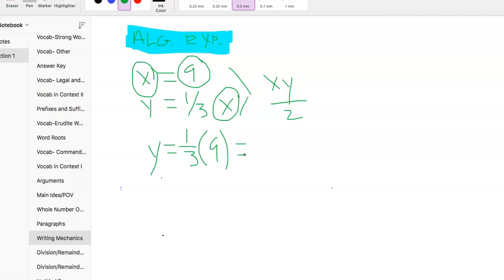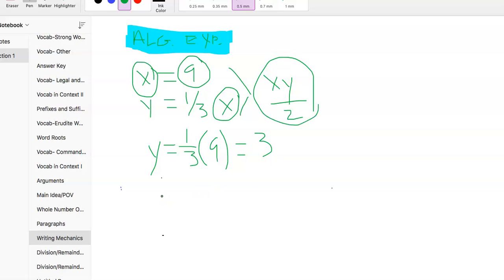The rest of the stuff is pretty simple math, but a lot of times people can't make that connection. Part of it is taking your time, part of it is watching somebody else do it a couple times, and then doing it yourself. So 1/3 times 9 is 3. 1 times 9 is 9, 9 divided by 3 is 3. Now we know that y is 3. If they had told you in the beginning that x equals 9, y equals 3, and what is xy divided by 2, you probably would have felt better about it.